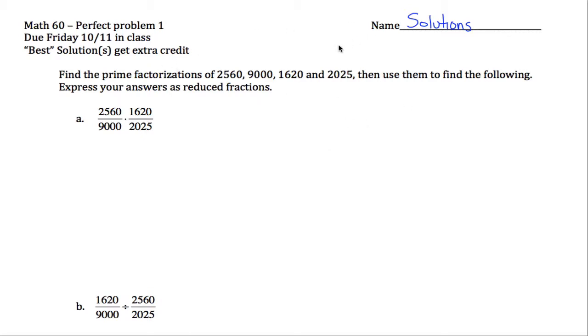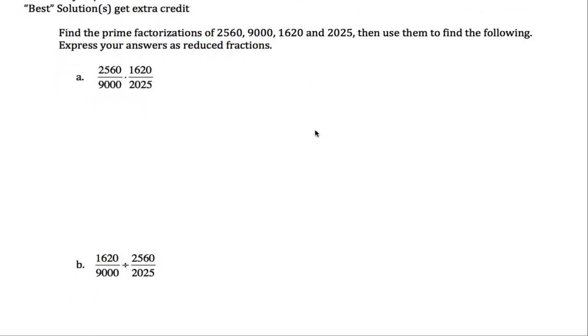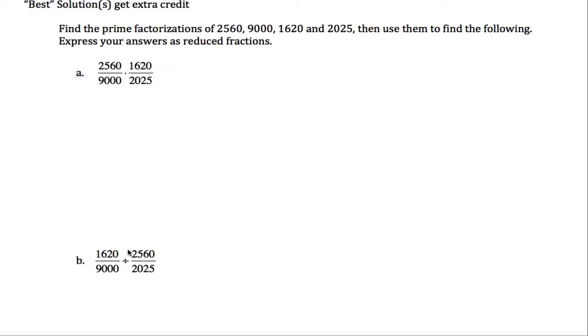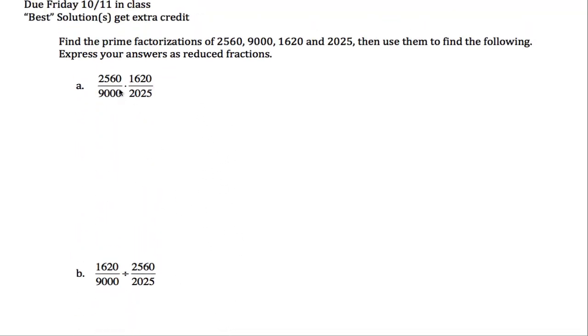All right, here are solutions for perfect problem 1 from Math 60. We're multiplying, dividing, and then adding fractions. What makes it hard is these fractions are kind of a mess. They're huge numbers. But we can actually do these without a calculator if we first find the prime factorization of all the numbers that make up these fractions.